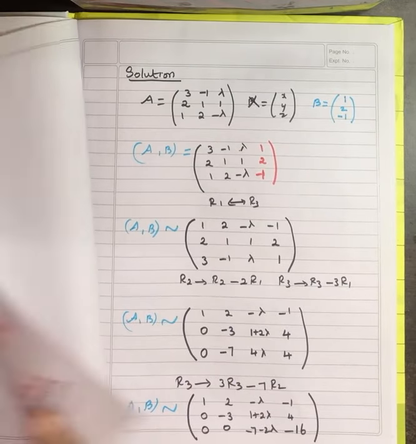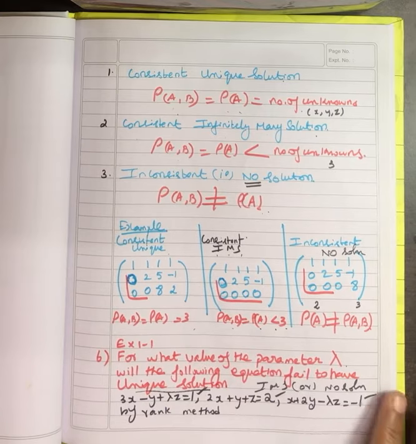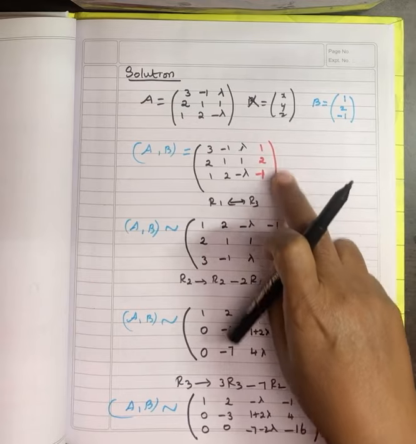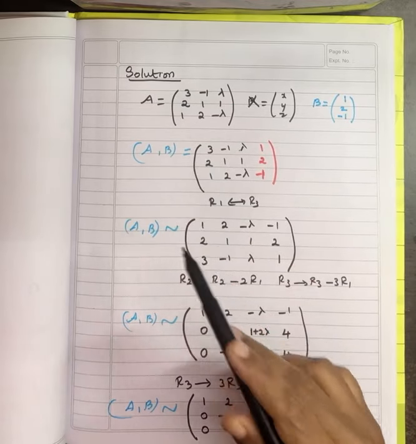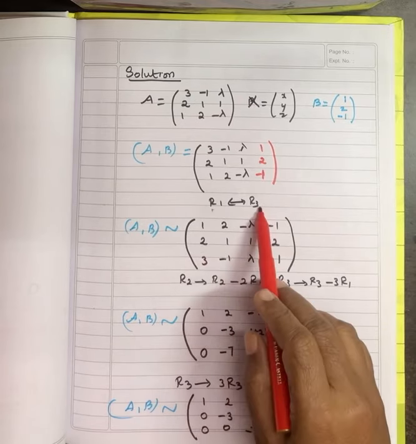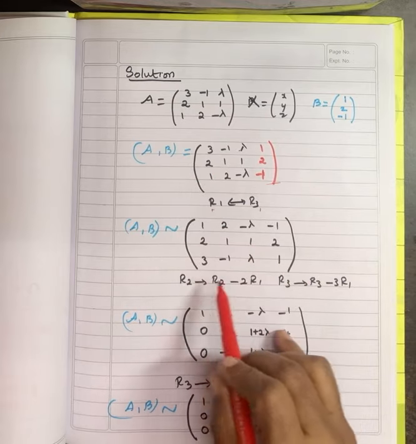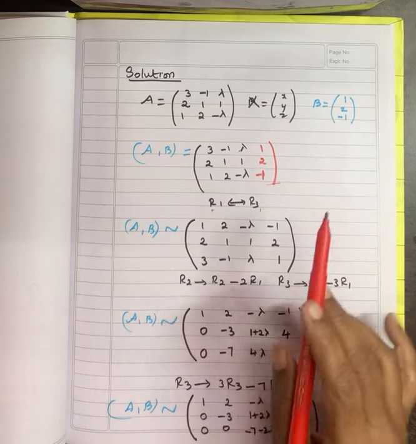So A, they have given 3 minus 1 lambda, 2, 1, 1, 1, 2 minus lambda. This is the constant 1, 2 minus 1. AB. First term I want to be 1 so that the problem will be easy to solve. No other way. So I have taken the first term to be 1 by interchanging R1 and R3. So R3 has gone to R1. This comes to R3.